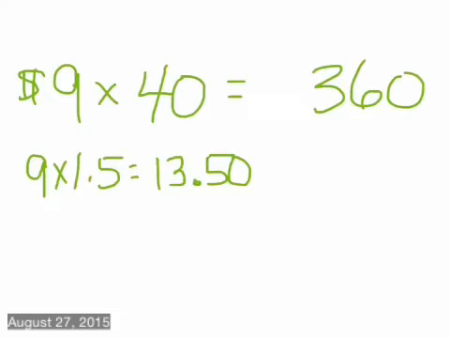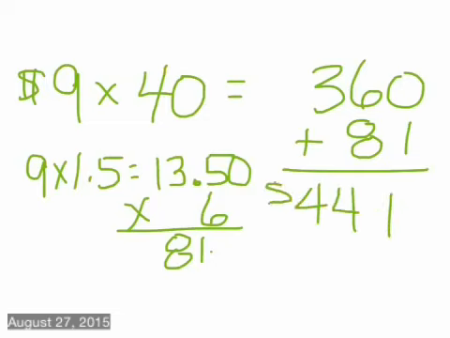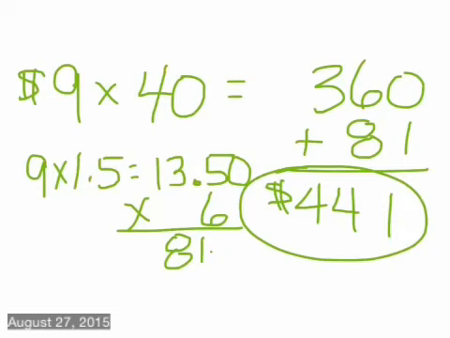So Josie gets $13.50 an hour for overtime. How many overtime hours did she work? 6. Once I multiply that by 6, I get 81. Then my final answer is I take the 360, which is the straight time pay, plus the $81, which is the overtime pay, and I get 441. So that's how much money Josie got the week of Thanksgiving. Okay? That's number 1.